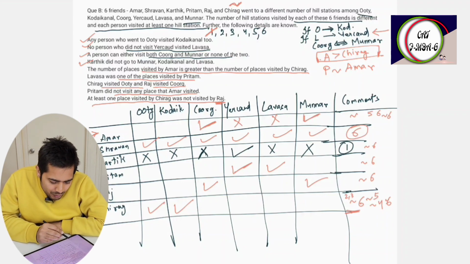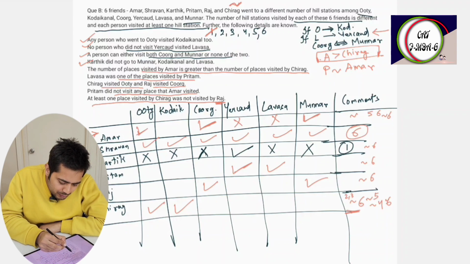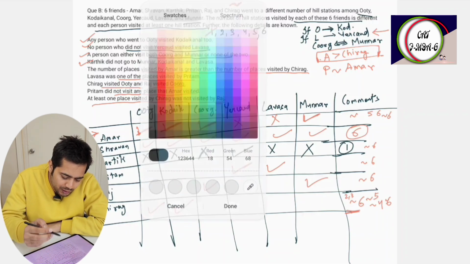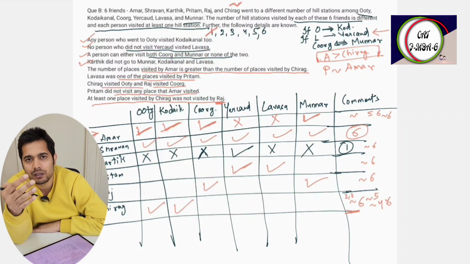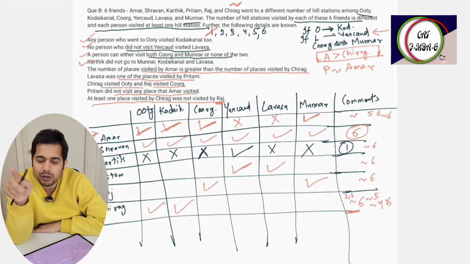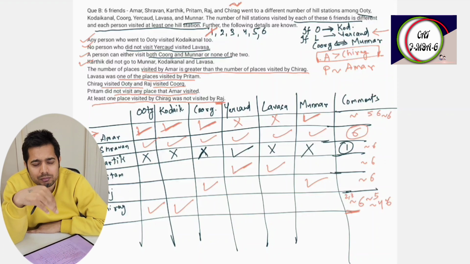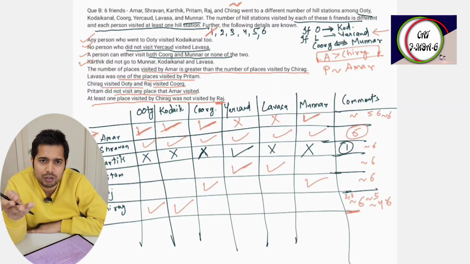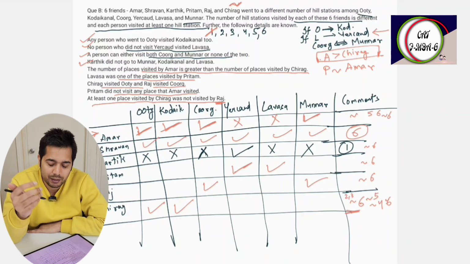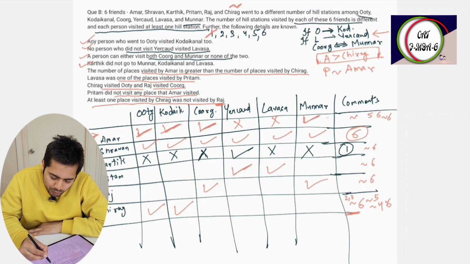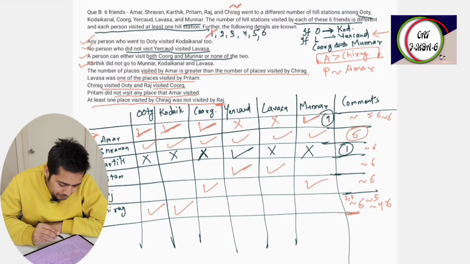Also, if Ooty is there, then Kodaikanal will also be there. So Amar will be 4. This I have taken as a guess actually. Another guess you can take is you can consider Amar 3. Put a tick on Kodaikanal, put a cross on Ooty, then solve the remaining table. Then if it is not working out, you can come back and put that 4. I am trying with the higher number. If it works out, then it's okay for me. So this is 4. Okay.